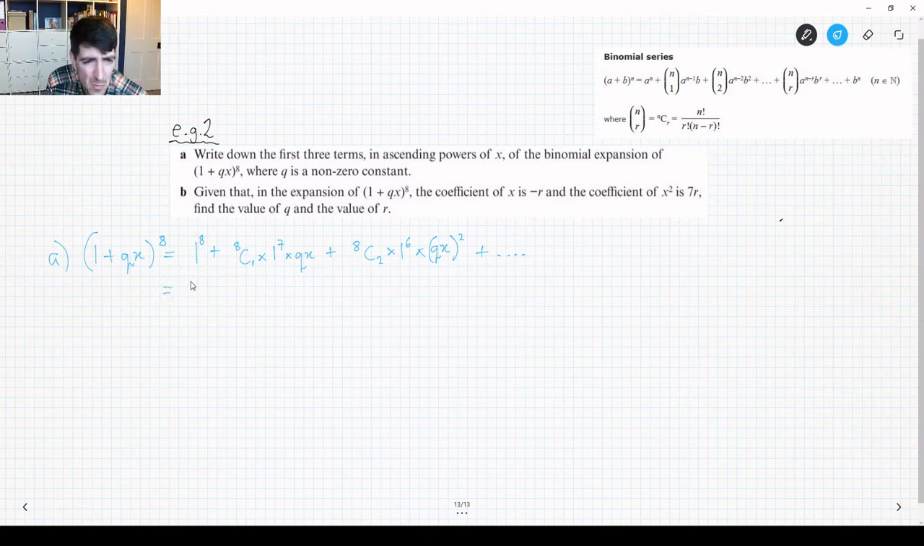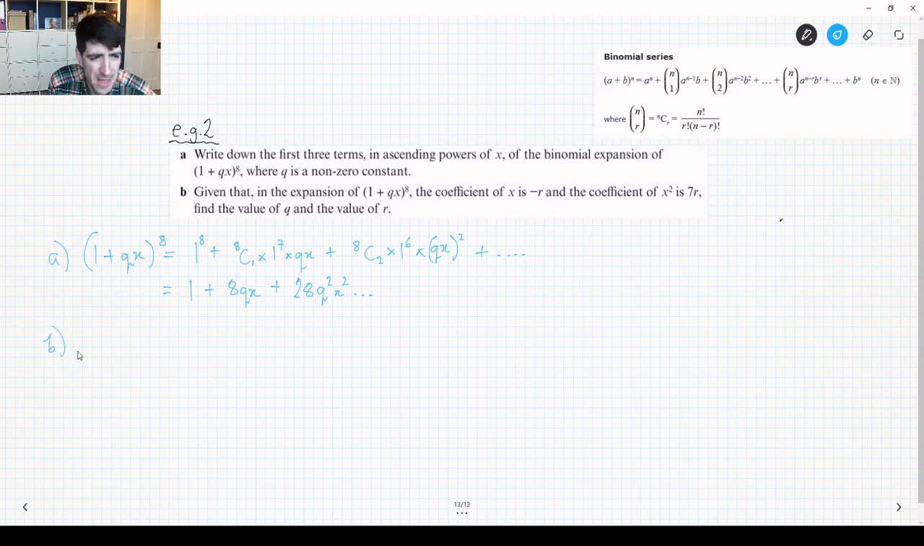So that's going to be 1, add 8 times 1 times qx, add, now for this one I will go for my calculator, 8c2, which is 28, so it's going to be 28 times 1 times q squared x squared. So don't forget that one. Lots of people will forget to square the q here, so make sure you're not one of those people.